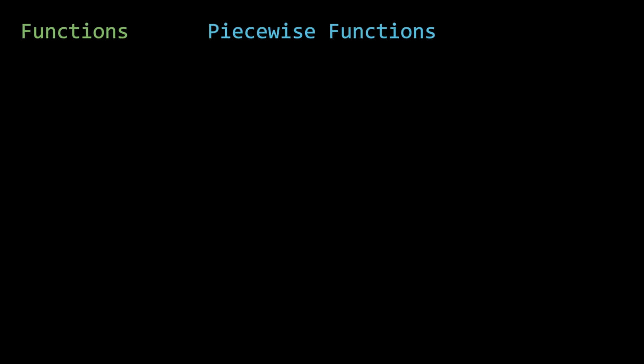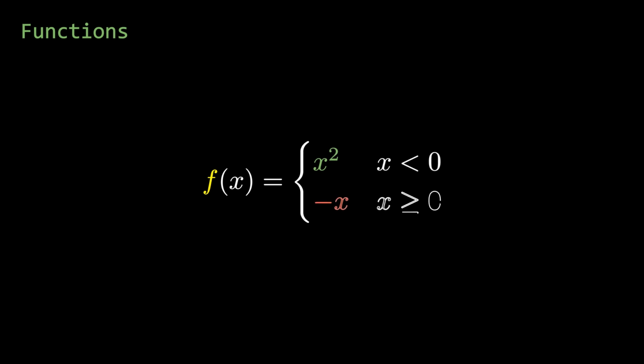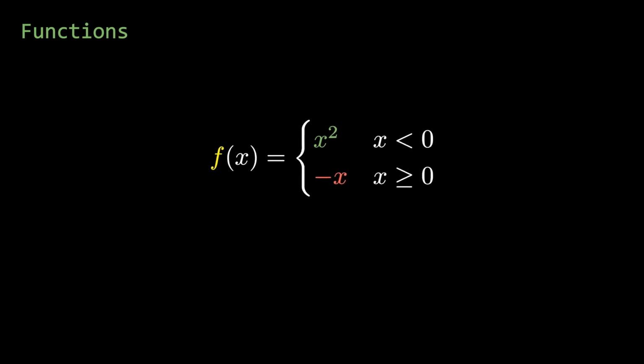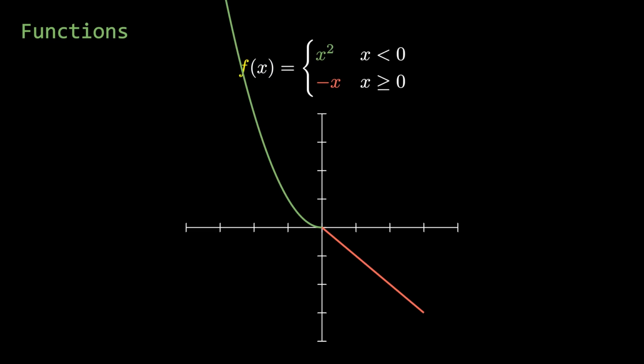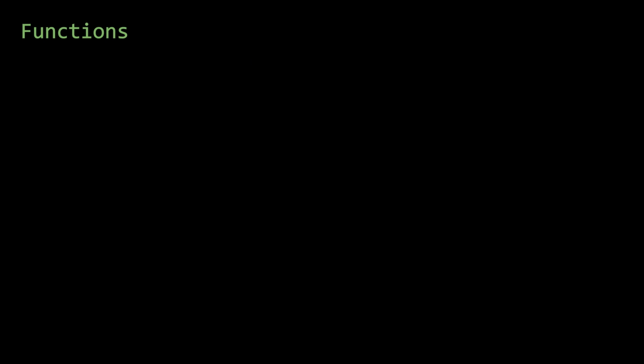Next, we learn about piecewise functions. Now, piecewise functions are written as you see on the screen here. f of x equals open braces and then x squared when x is less than 0, or minus x when x is greater than or equal to 0. So if we were to graph this, we'll find that below x equals 0, it looks like a parabola, which is the x squared part, and above or equal to 0, it's a downward line, which is negative x.